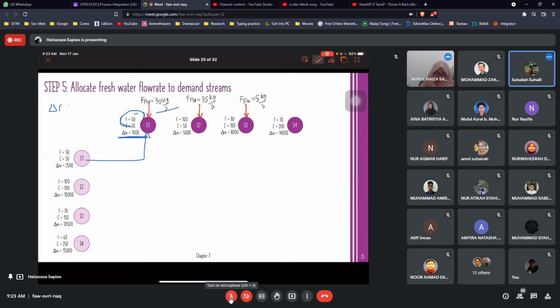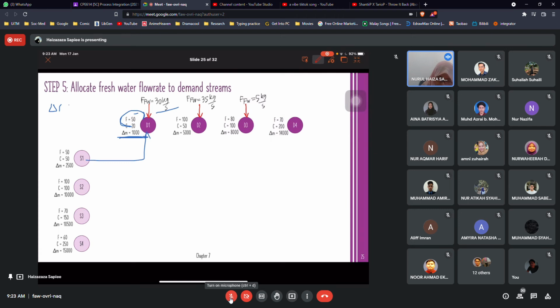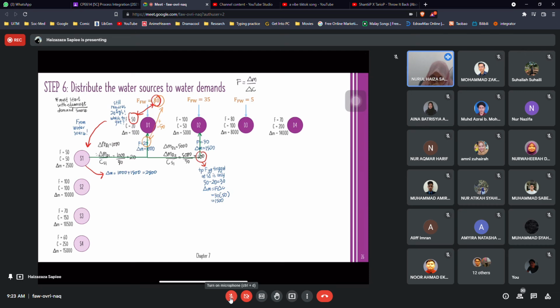20. So basically it means, and remember your delta F equals to M, your delta M equals to F delta Cn. So when you get, guna yang ni lah senang. So basically when you get that 20 tu adalah kilogram per second. So it's the amount of flow rate to supply to D1.